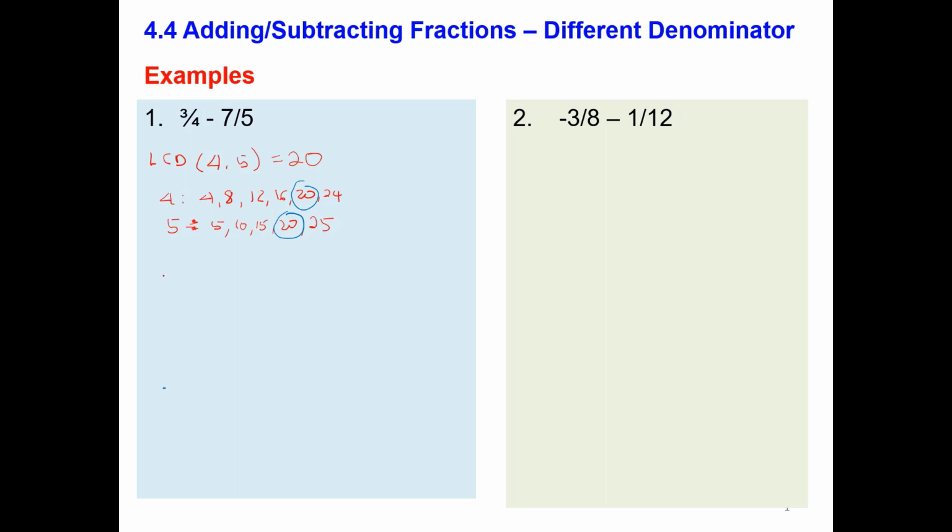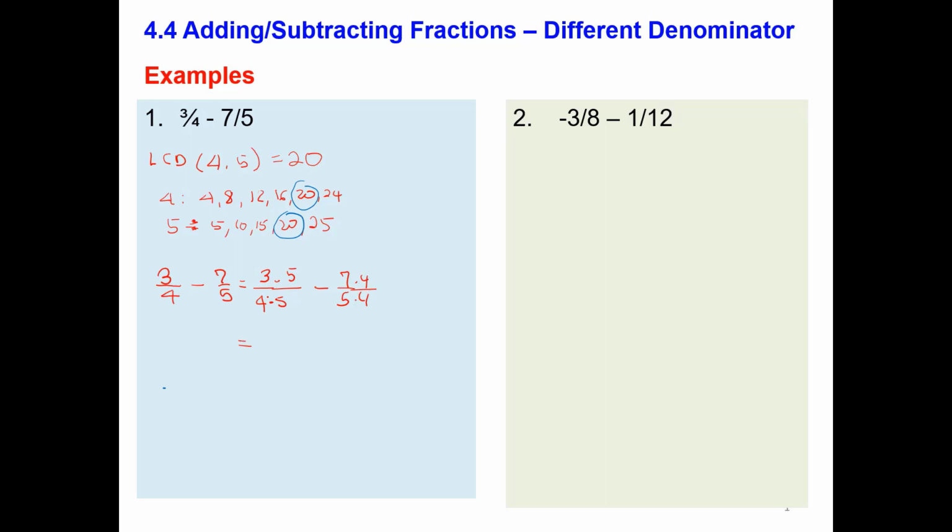Then let's write again this problem: 3/4 minus 7/5. And to get 20 as the denominator, we need to multiply the first fraction by 5. And if we multiply the denominator, we need to multiply the numerator. And in the second case, we need to multiply by 4, both numerator and denominator.